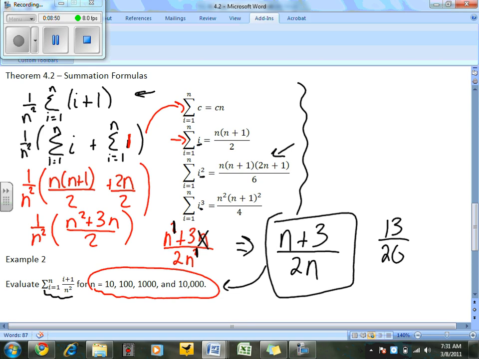Remember, when we're doing problems like this, you want to get it so that we just have an i or an i squared or an i cubed and maybe a constant, just to make life easier on ourselves and get rid of the summation. That's the trick to those problems right there.